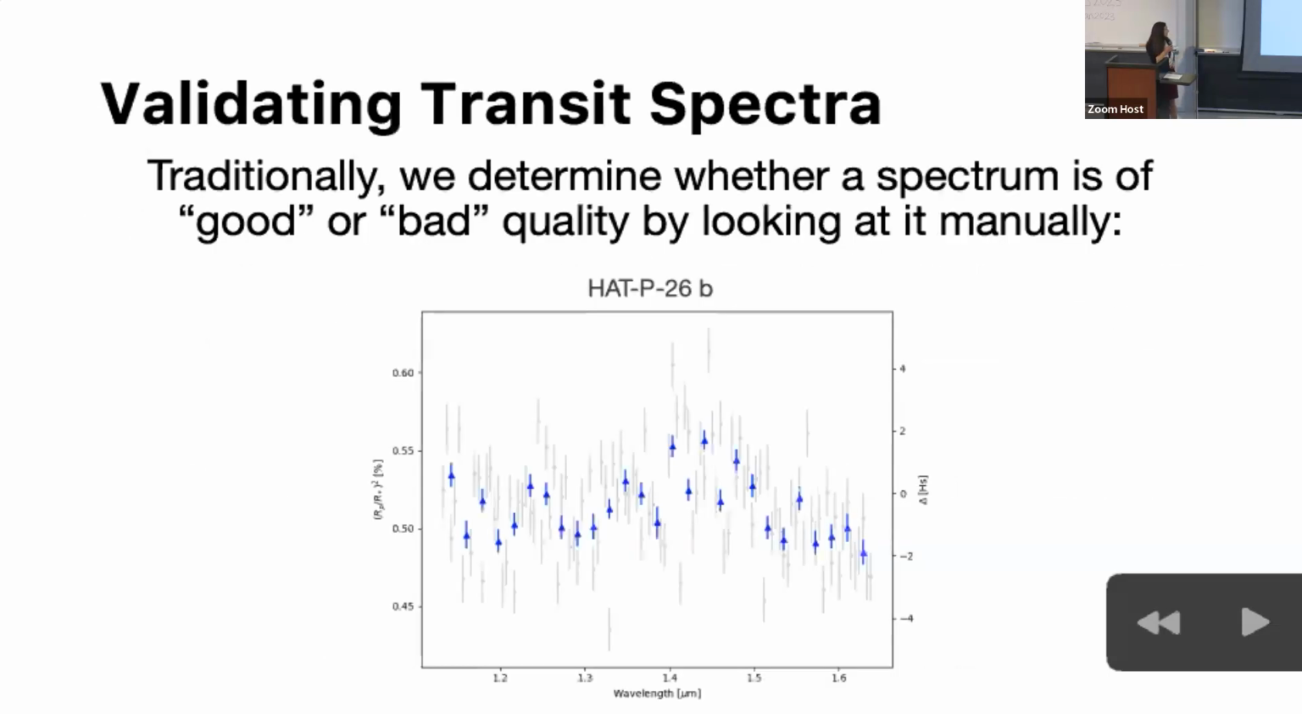So with that, I wanted to talk about the traditional way of validating transit spectra. Usually we just look at the spectrum and think, is it good or bad quality? Everyone has a different way of doing this, and it's not uniform across different people. So it's hard to reproduce it across different planets. And the whole point of Excalibur is to do uniform processing for comparative planetology. So it makes sense that a system with uniform processing should have uniform validation. So that's what I've been working on.